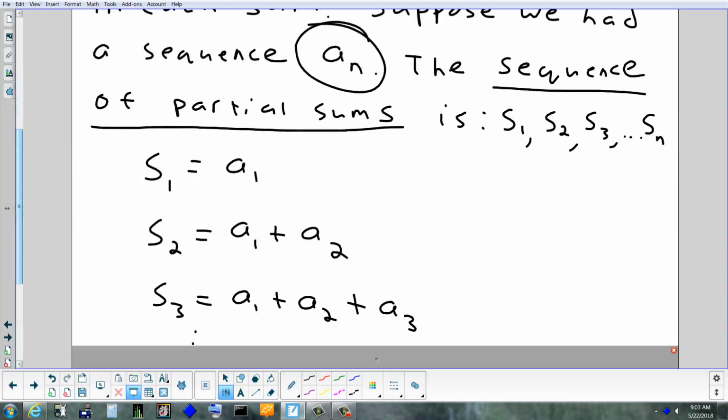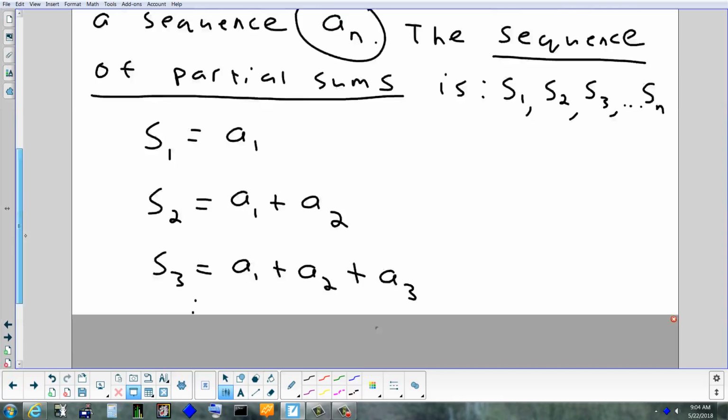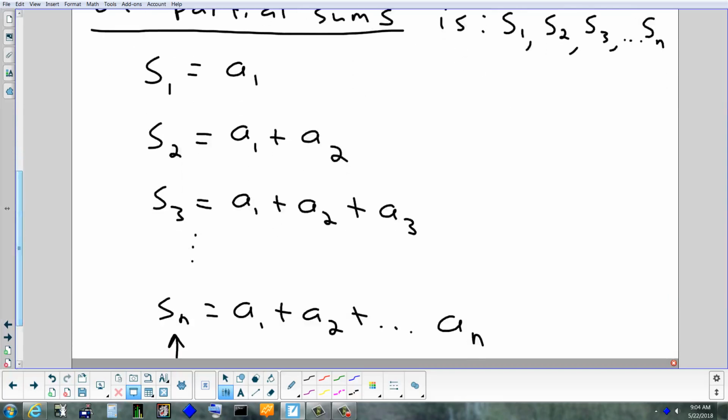So here I'm just breaking out what we did, but not using specific numbers. I'm just being very general. S sub 1 is just the first term. S sub 2, sum of the first 2. S sub 3, sum of the first 3. S sub n, sum of the first n terms.